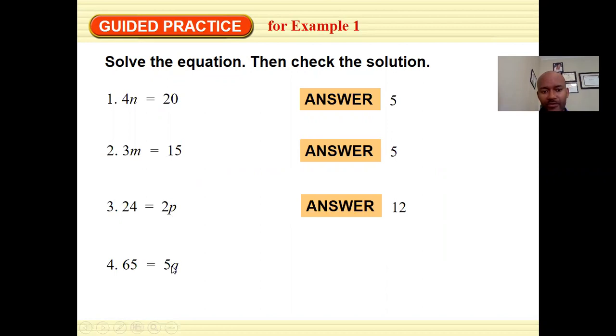In this case, we want to find what q is. Divide both sides by 5. We see that our answer will be 13. 5 times 13 is 65.